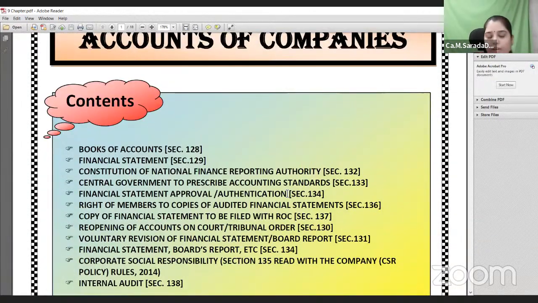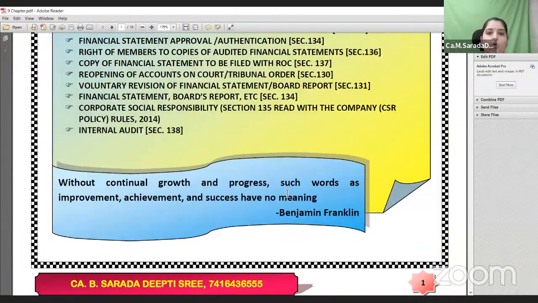As we all know, what are books of accounts? They are like the P&L account, balance sheet, and financial statements, which you prepare in your accounting topic. These books of accounts are prepared by the board of directors of the company, who are responsible, and an authorized person of the board of directors will sign those books of accounts and keep them in the registered office of the company. Under sections 128 to 138, there are different sections which we need to deal with in this particular topic. So let us go one by one.